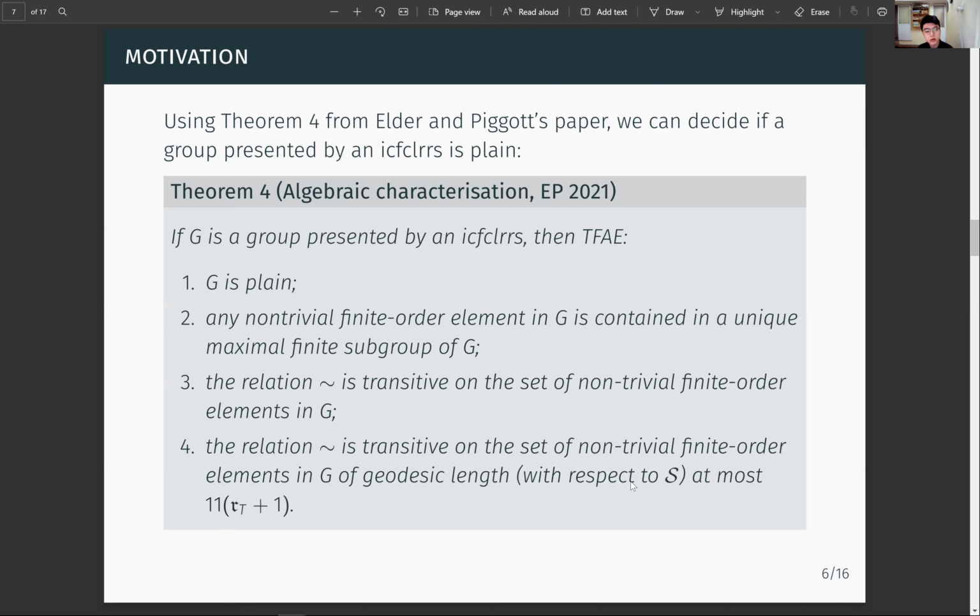So we'll focus on the first and fourth statements. G is plain is equivalent to the transitivity of the relation on the set of non-trivial finite order elements with a bound of at most 11 RT plus 1.